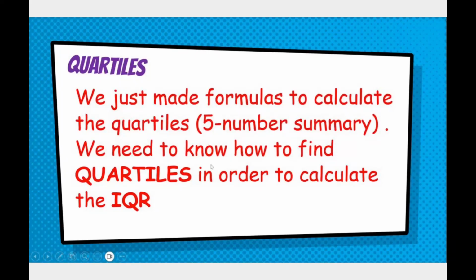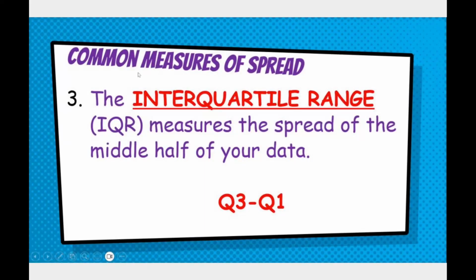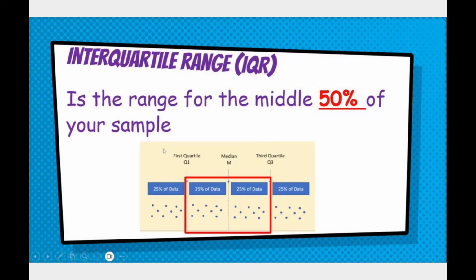And we also need to know how to find quartiles in order to calculate the IQR. The IQR is called the interquartile range, and it measures the spread of the middle half of your data. So this is where 50% of your data values lie. The way you calculate that is by Q3 minus Q1. We're going to do this the same way. So 50%, half of your data values, lies within here, and it's close to the median. So this is an important calculation.